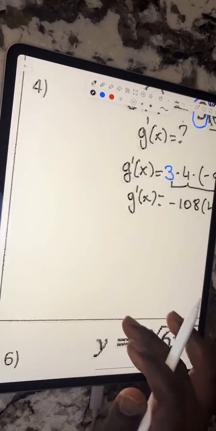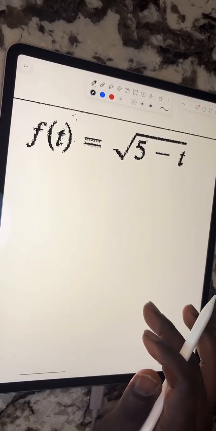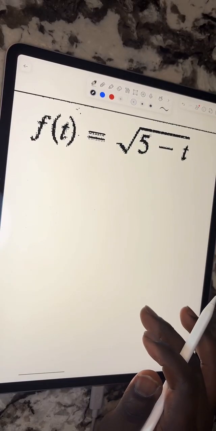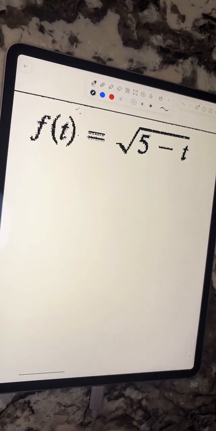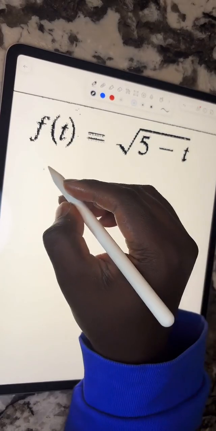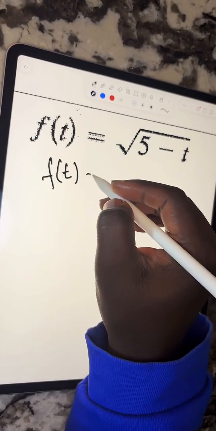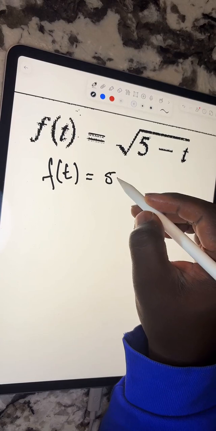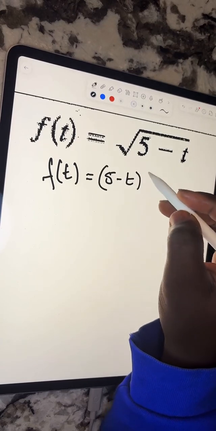That was number 4. All right, now we move to number 5. Here I have f of t is equal to square root of 5 minus t. So what I can actually do is rewrite f of t as a power. So f of t can be written as 5 minus t to the power of 1/2.